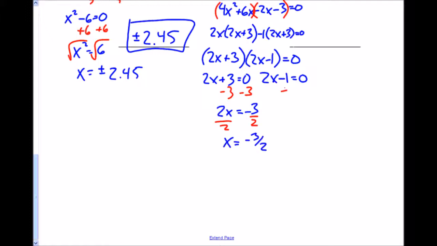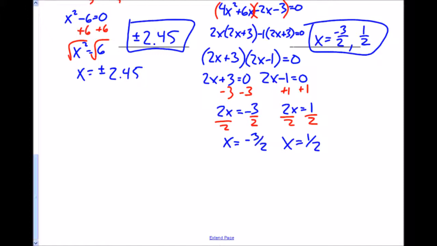For the second part of this, I add the 1 to each side, which is going to leave me with 2x equals 1. And now I just have to divide each side by the 2. So I find out that x equals 1/2. Okay, so my two solutions for this one are -3/2 and +1/2.